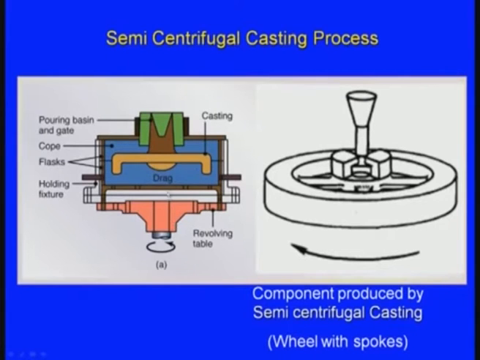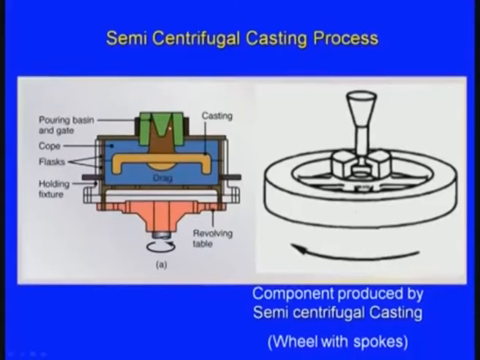and here there is a revolving table, and this is the molding box. Molding box means there will be a drag, the lower molding box, and a cope, the upper molding box, and here there is the pouring basin, and this is the mold cavity. And as the mold is rotating about a vertical axis, the molten metal is being poured into the mold.